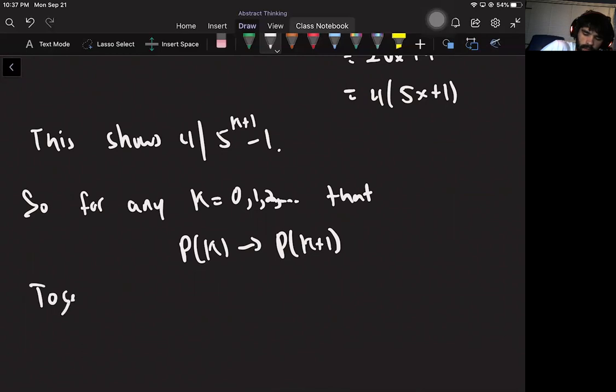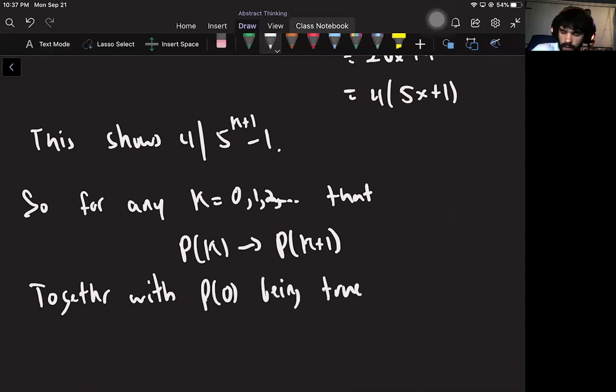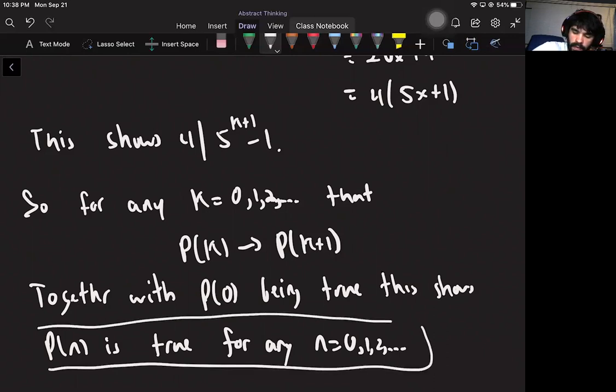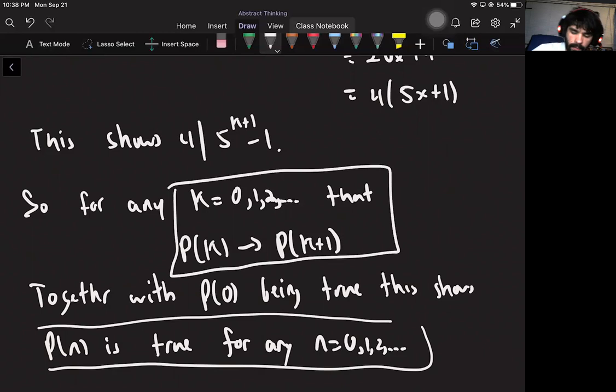So then, together with P of 0 being true, this shows that P of n is true for any n. And I know how this sounds when you're not used to it yet. This sentence sounds just like this sentence, but it's not the same thing. Together with the base case, you've shown this. But they are not saying the same thing.